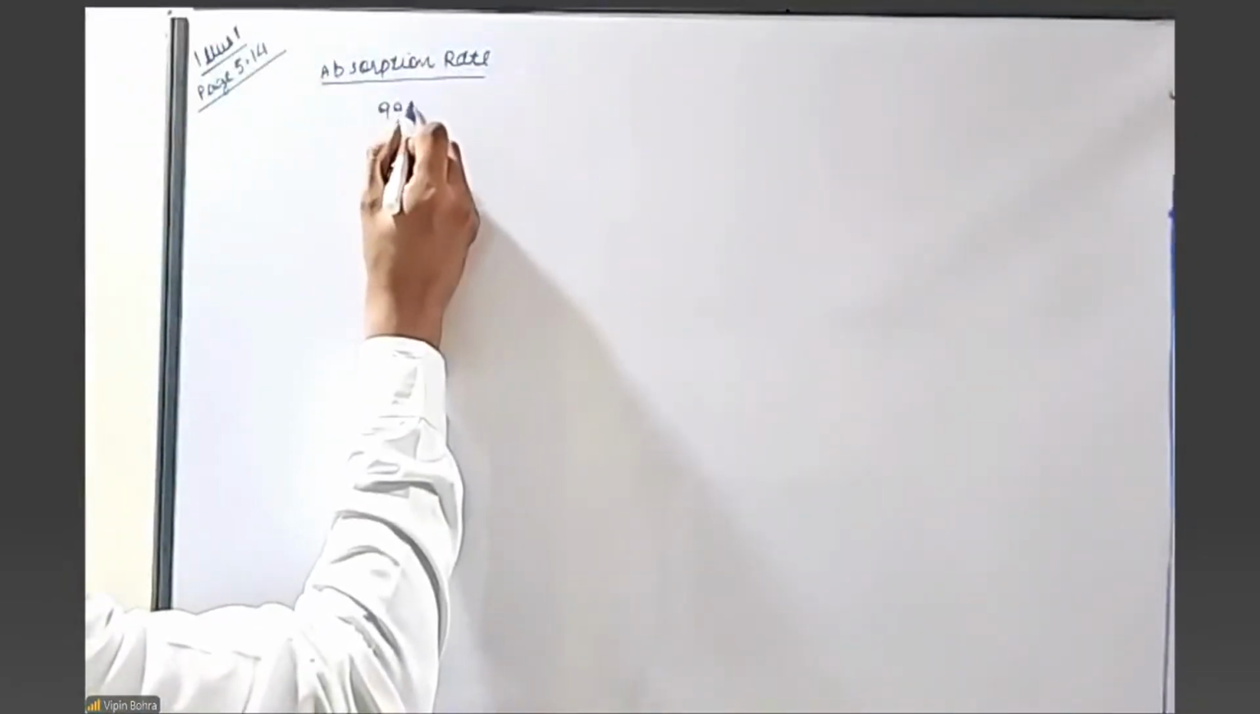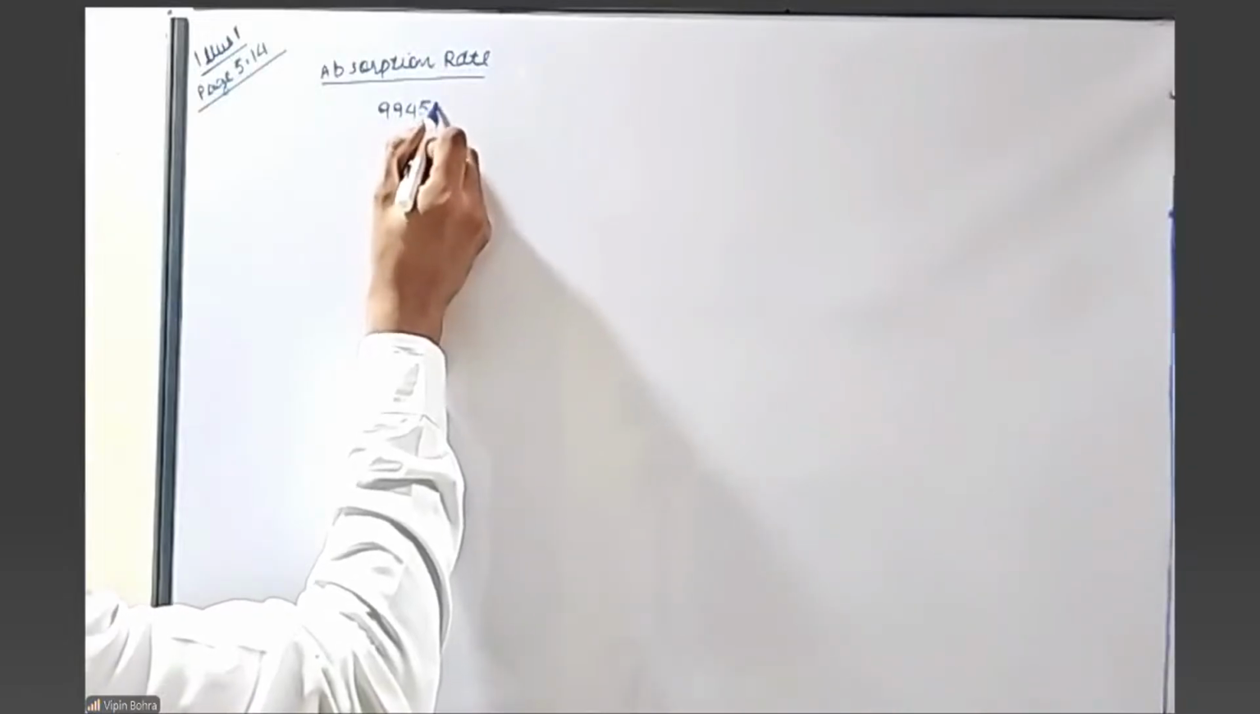That is total overheads. How much are my total overheads? 99,450, divided by what? My labor hours. And labor hours are not given in the question, so we have to calculate the total labor hours. See, here the overheads are absorbed on the basis of labor hours. So let's start with the calculation of labor hours.